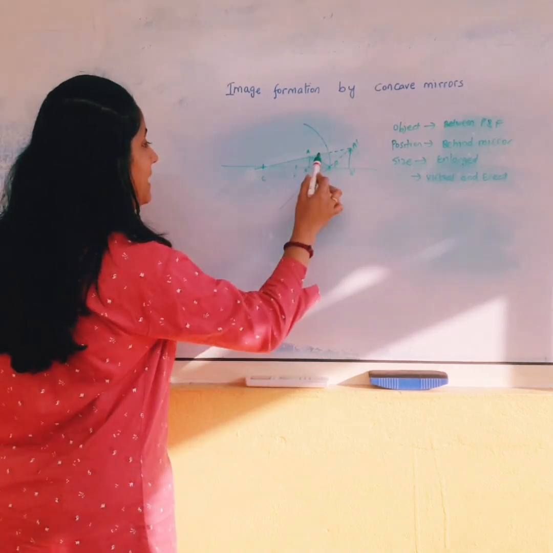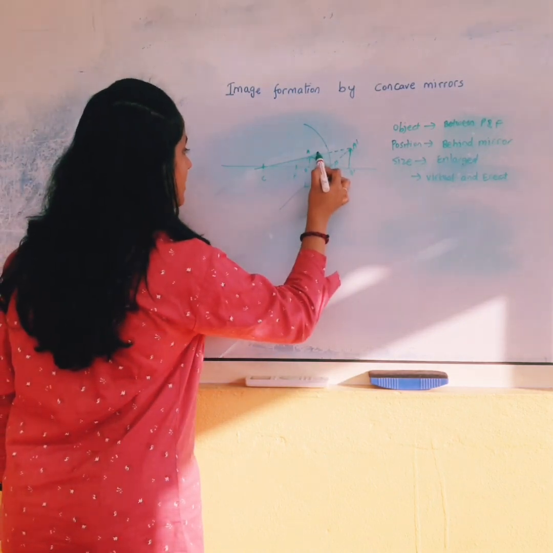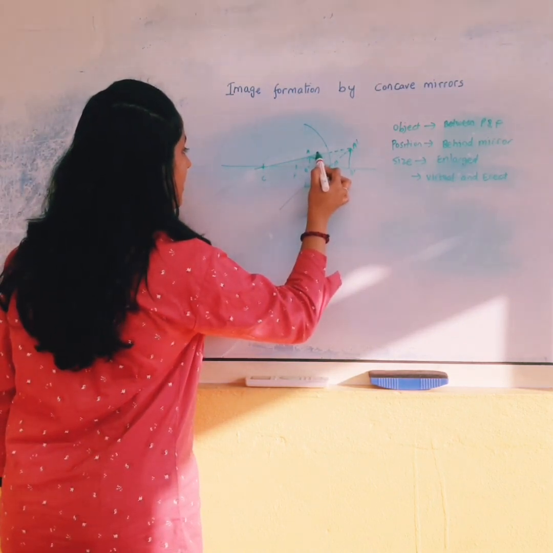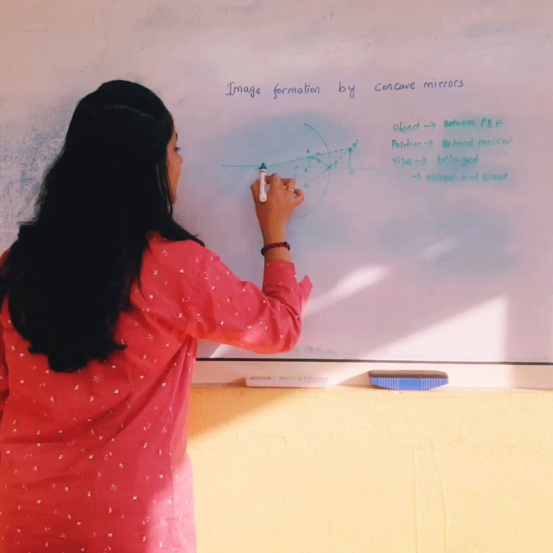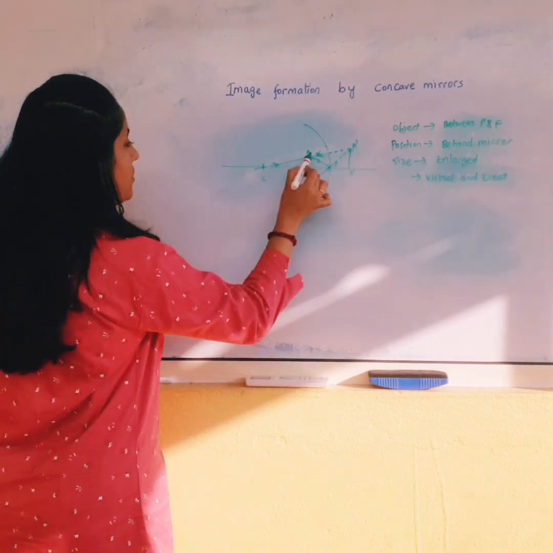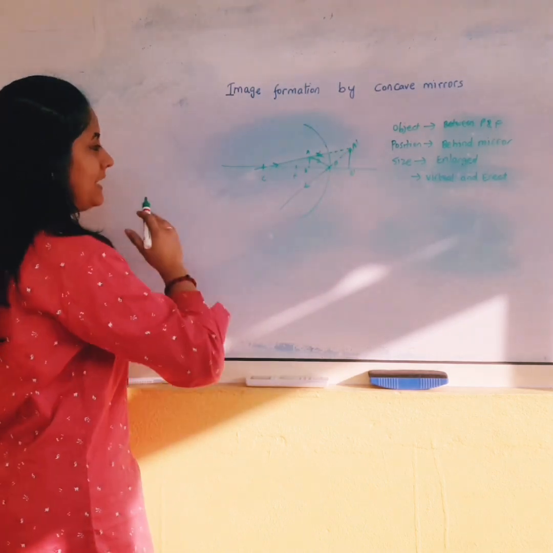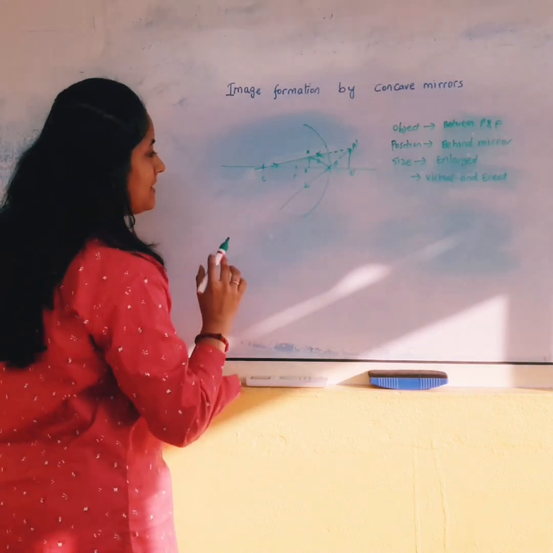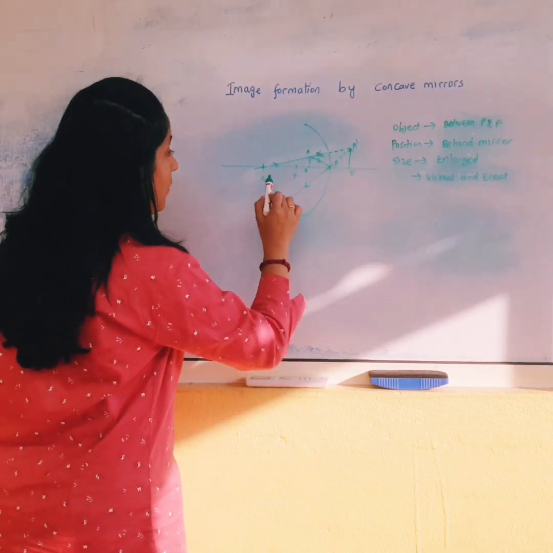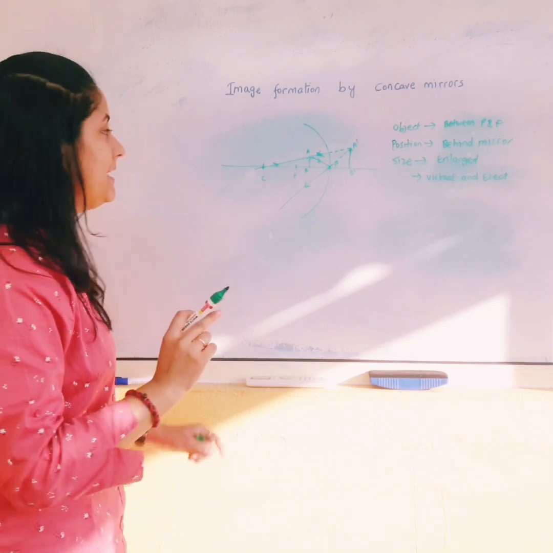Next ray we are taking passing through the center of curvature. If it passes through the center of curvature, it will come back in the same path. Okay, so if it is coming this way, it will follow the same path and it will go back in the same path.